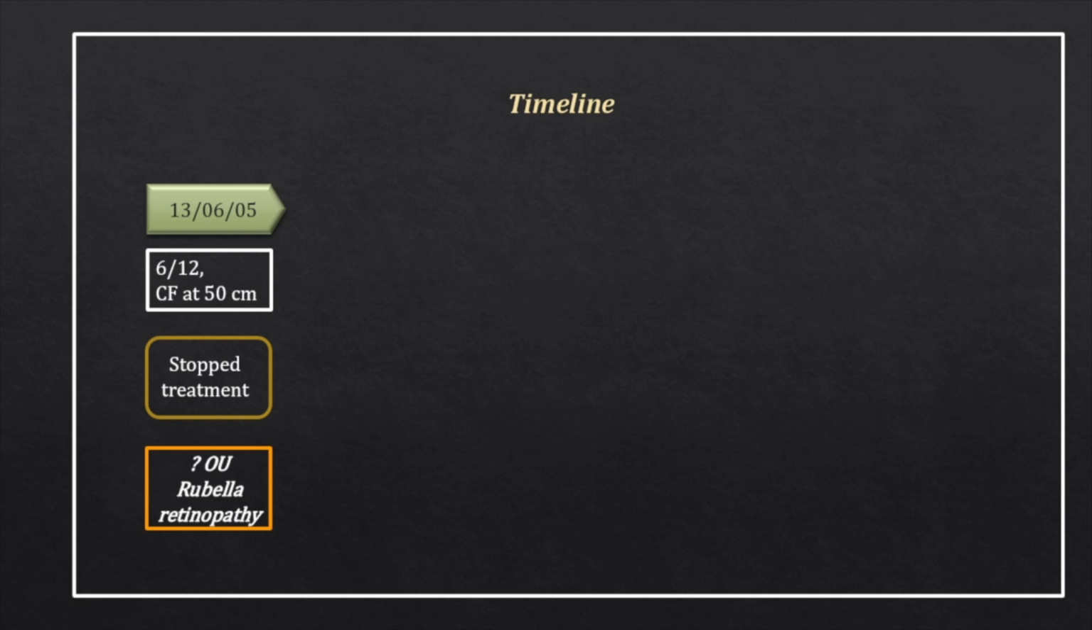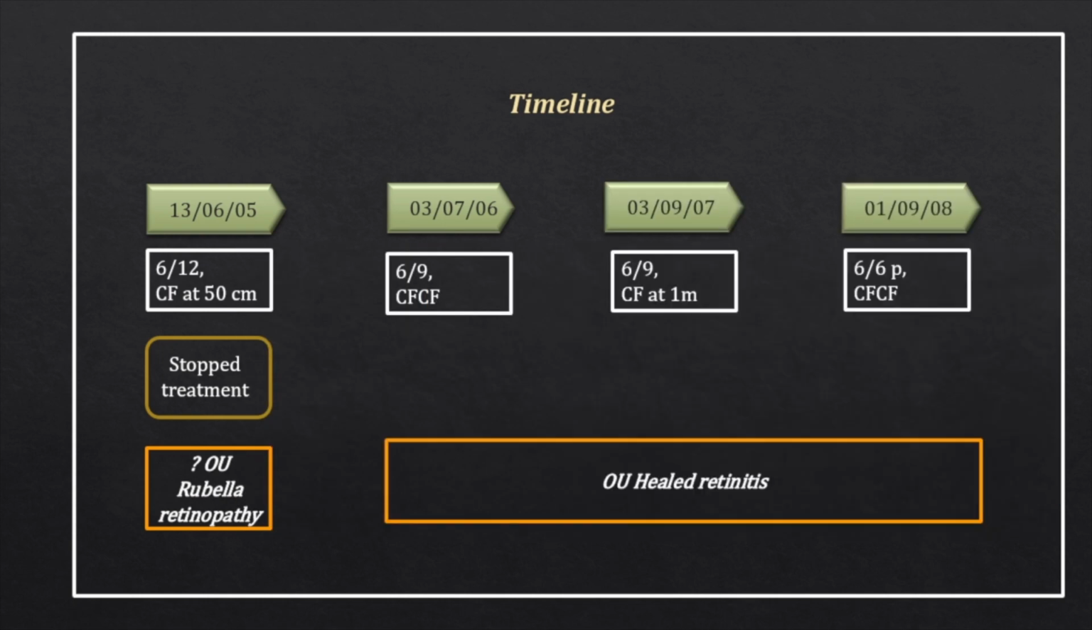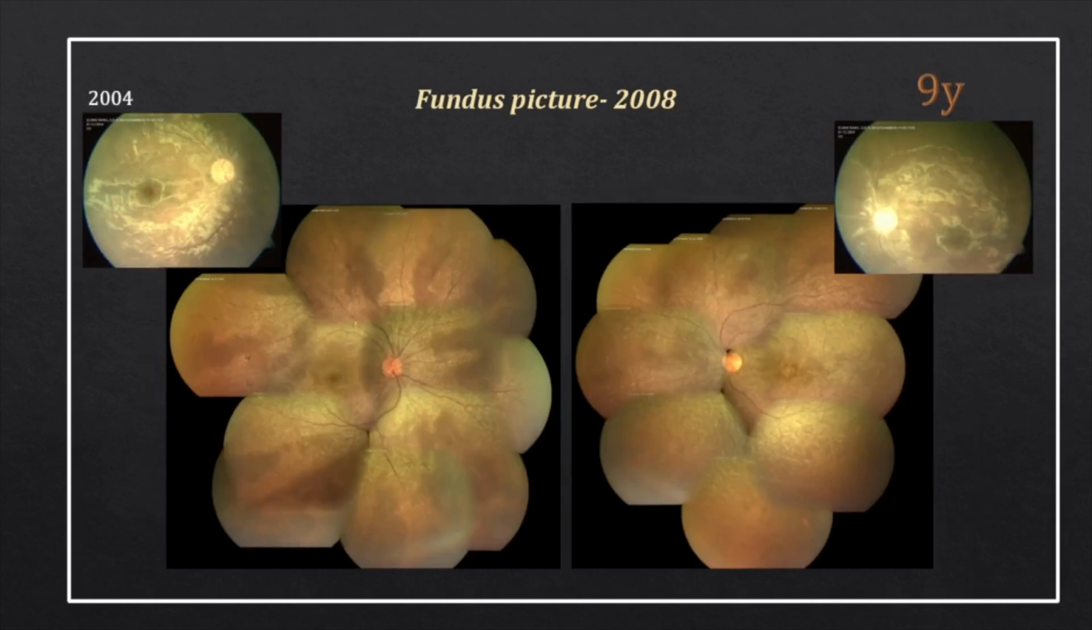And at that time, there was a query whether both eye rubella retinopathy is present. He was again serially followed up every year. And at that time, the provisional diagnosis was of a healed retinitis in both eyes. The next fundus picture that we have in our records is from 2008 when the child was 9 years of age, as compared to the 2004 posterior pole picture shown above.